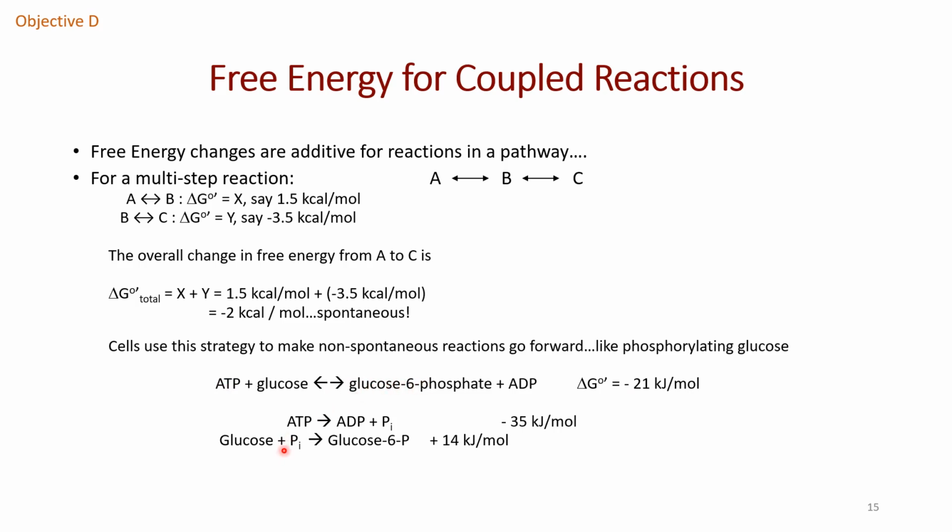Why is that? Well, if you have glucose and an inorganic phosphate, if you want to stick those two together with a new covalent bond, you have to pump in 14 kilojoules per mole. That's positive. That's not spontaneous. You're going to have to add energy in. But if you couple that with removing a phosphate from ADP, ATP to ADP plus phosphate, that's negative 35 kilojoules per mole. So when the ATP is split, there's enough negative delta G to more than make up for the positive delta G, and the net ends up being negative 21 kilojoules per mole. So it's a favorable reaction that goes forward.